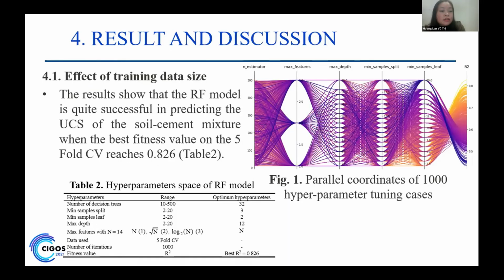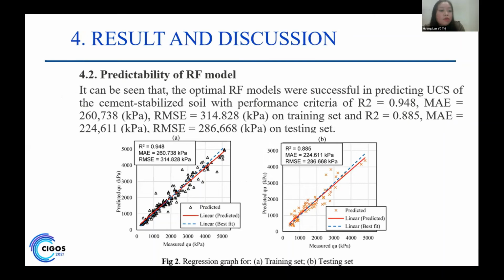The RF model is quite successful in predicting the UCS of the soil cement mixture, as the best fitting value on the 5-fold CV reaches 0.826. 4.2 Predictability of RF model. It can be seen that the optimal RF model was successful in predicting the UCS of the cement stabilized soil.